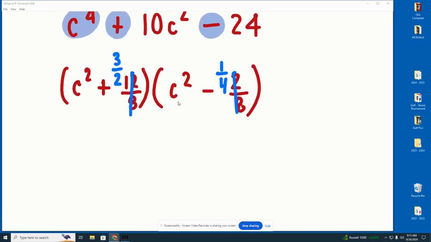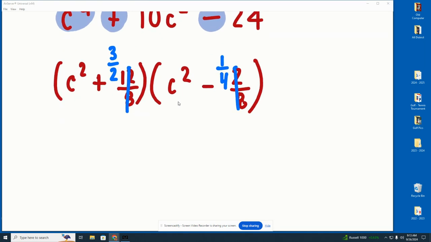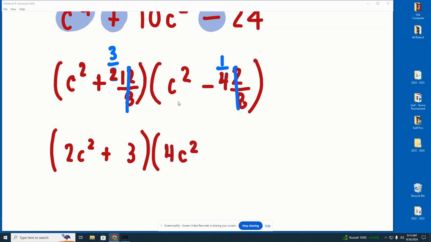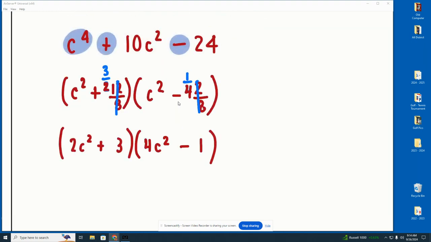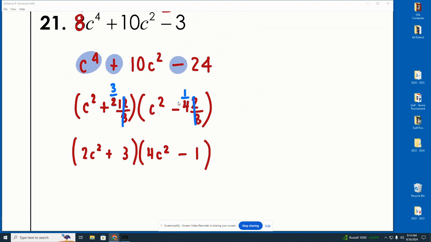Okay, so look. Remember how this works? What do we do with that denominator, that 2 right here? You put it with the c squared, and then it's plus the numerator, 3. We do the same thing on the right. What's the denominator? 4 goes with the c squared, and then minus the numerator, 1. And again, if you got to this point, you did a lot of great work. I'm very pleased with this. But don't forget, what do we have?